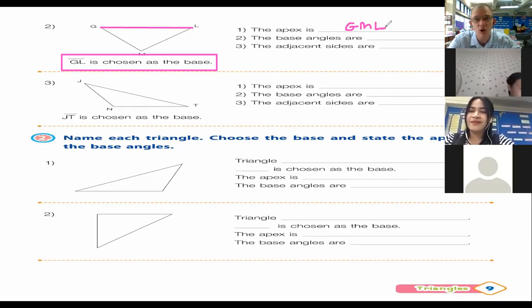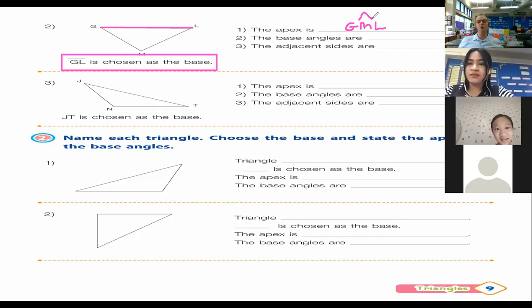GML. What must we always remember when we write down angle names? We don't want our apex to get wet, so we have to put a roof over its head. Always have a roof over your head. Okay, the next one. Give me the two base angles that we are working with, please. Who can answer for me?